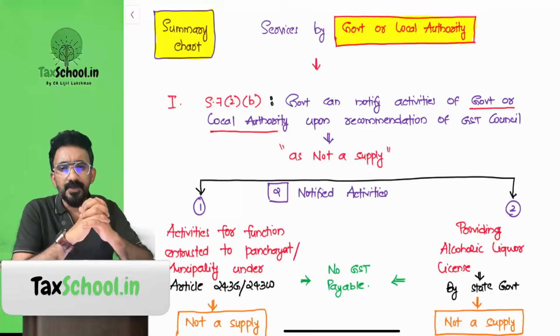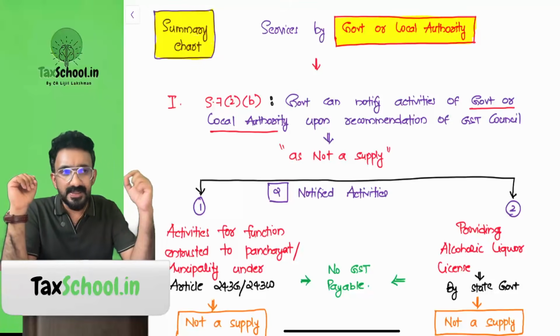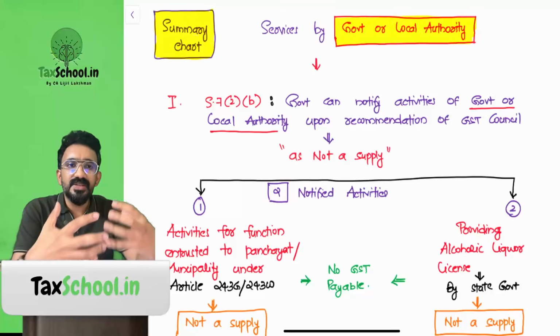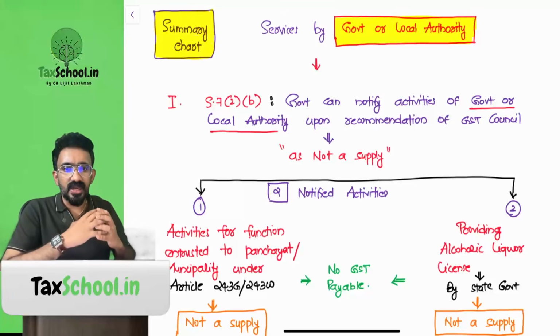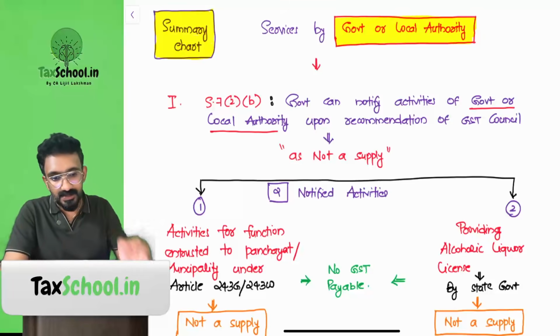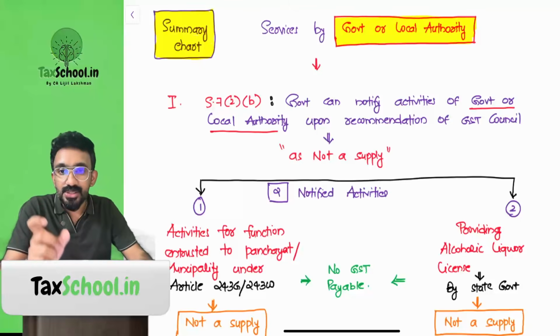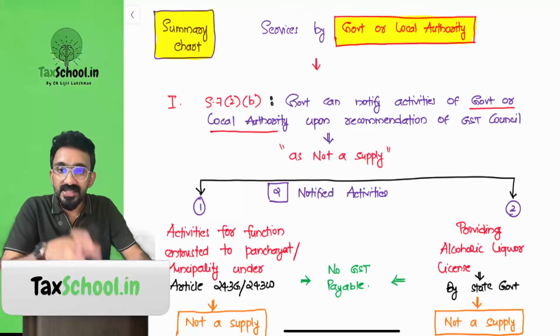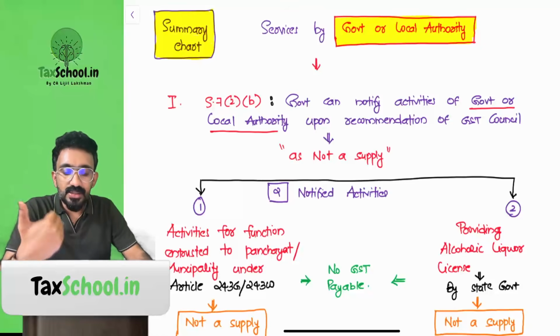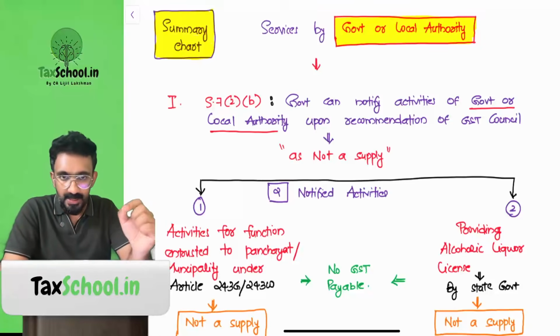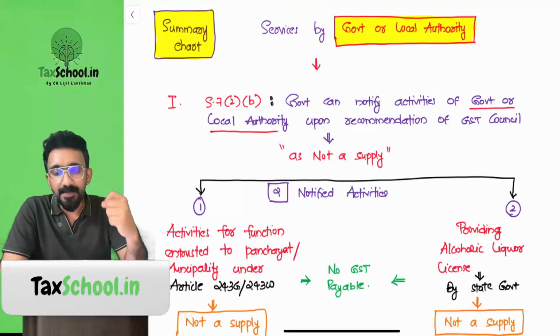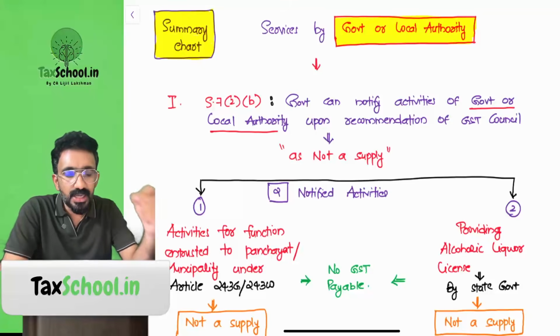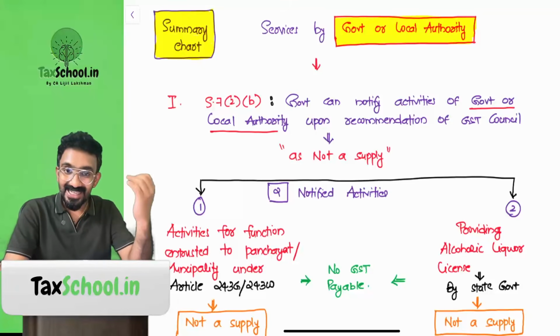When will that be? There is a section called section 7 subsection 2, which we called the exclusion subsection in our supply discussion. In the exclusion subsection, you have two clauses. There are two ways in which some activities are excluded from supply, which are clause A and clause B. Clause A primarily talks about something called the negative list.